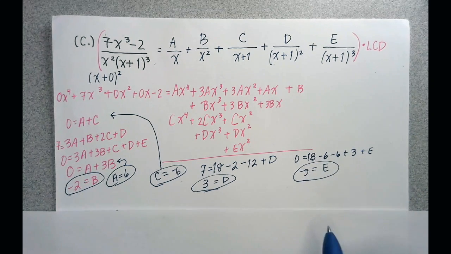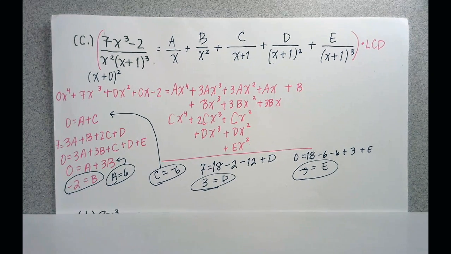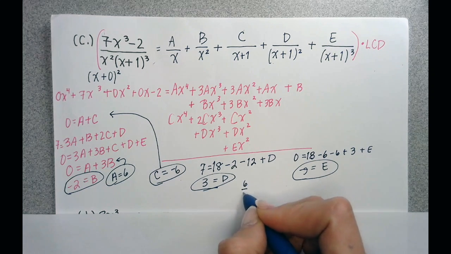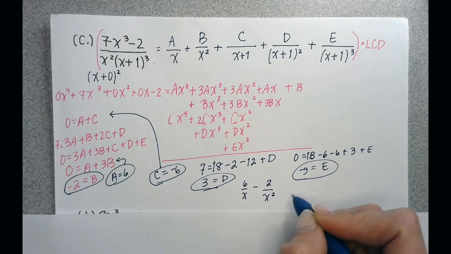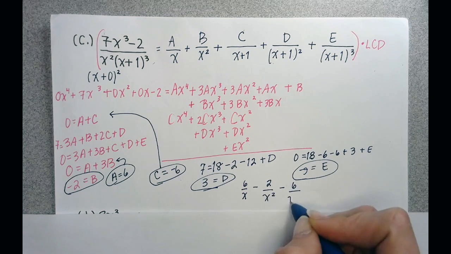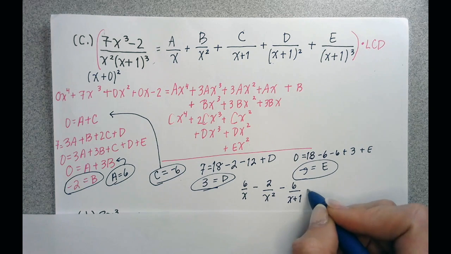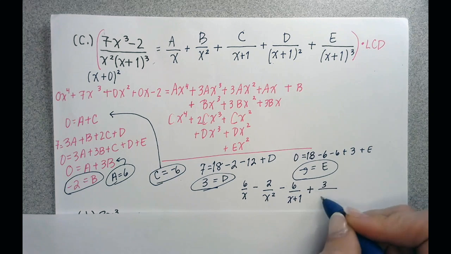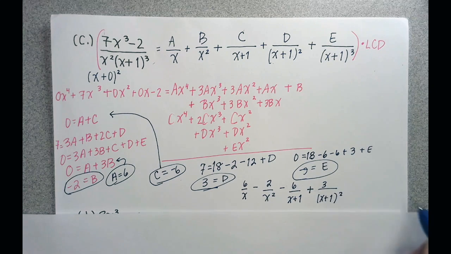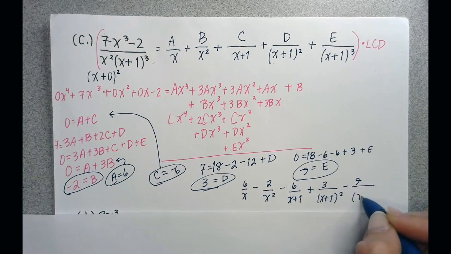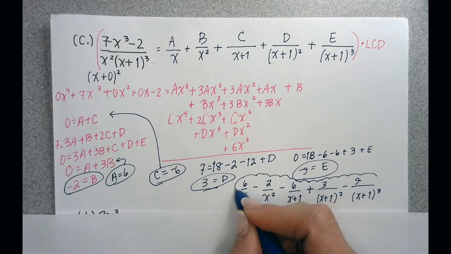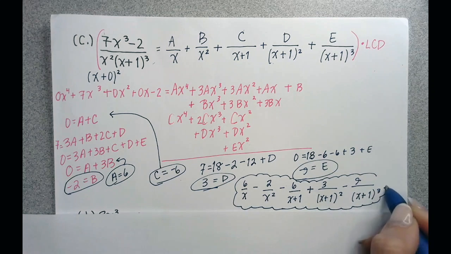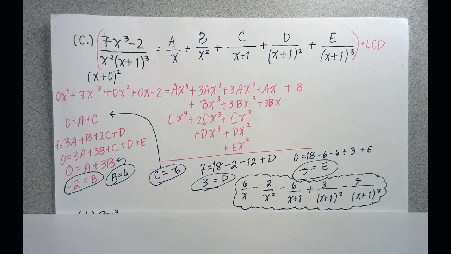Okay, now from there, I'm going to set up and write out my answer. I just didn't want to take up the space into the next problem. That gives me 6 over x minus 2 over x squared minus 6 over x plus 1 plus 3 over x plus 1 squared minus 9 over x plus 1 to the third. And that is your partial fraction decomposition all done.